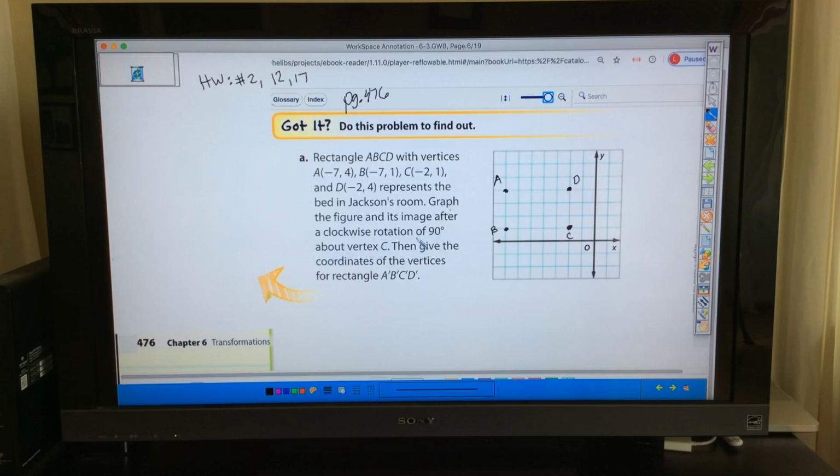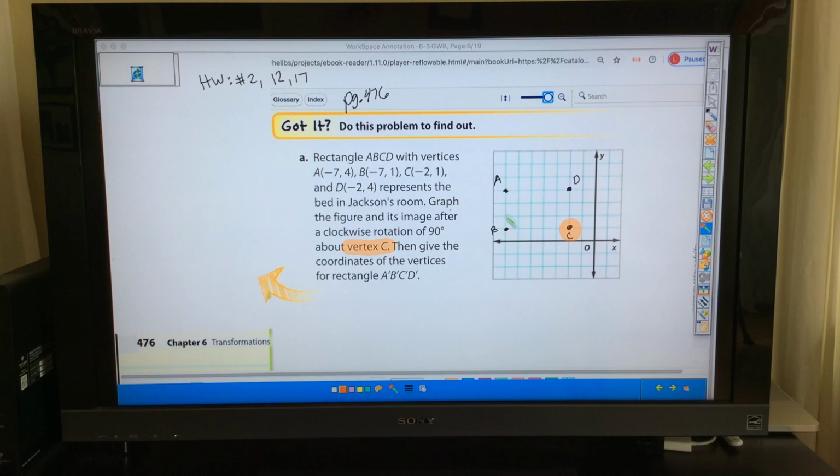Here's what's different. They're not having you rotate it about the origin, they're having you rotate it about vertex C. So let me highlight that. I'll put it in orange. Vertex C. Okay, so we're not going to rotate it around the origin like we were doing before. This time we're going to rotate it about vertex C. If you had a protractor, this would be pretty easy to do, but we don't. So here's kind of a trick.